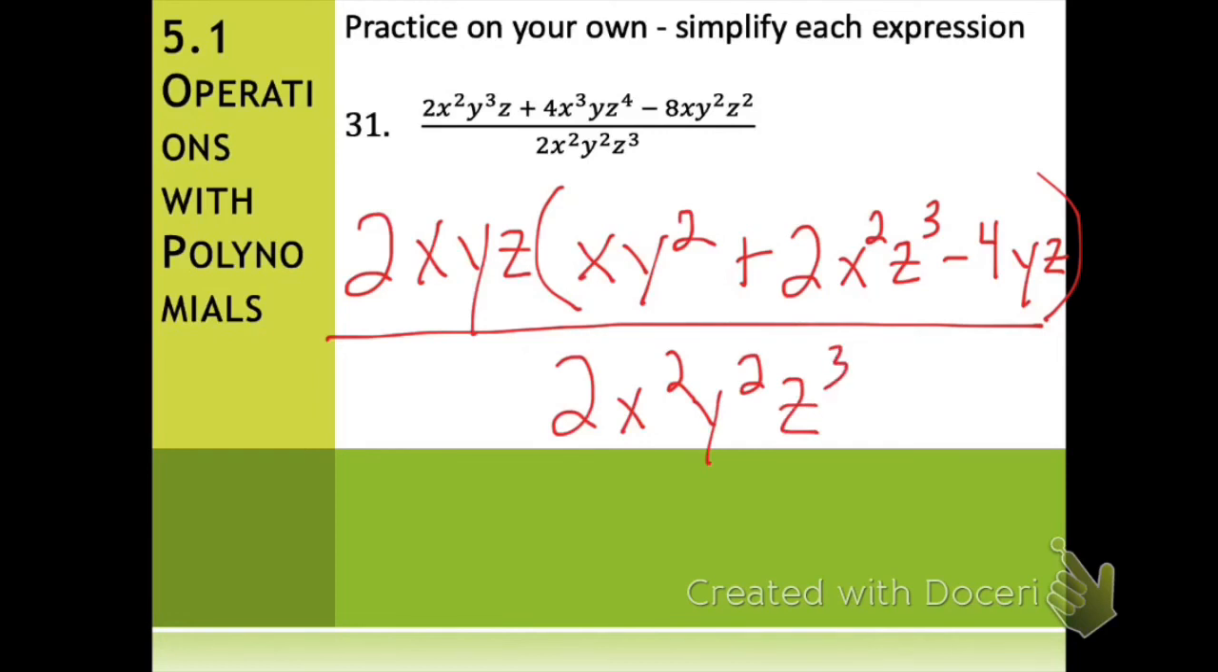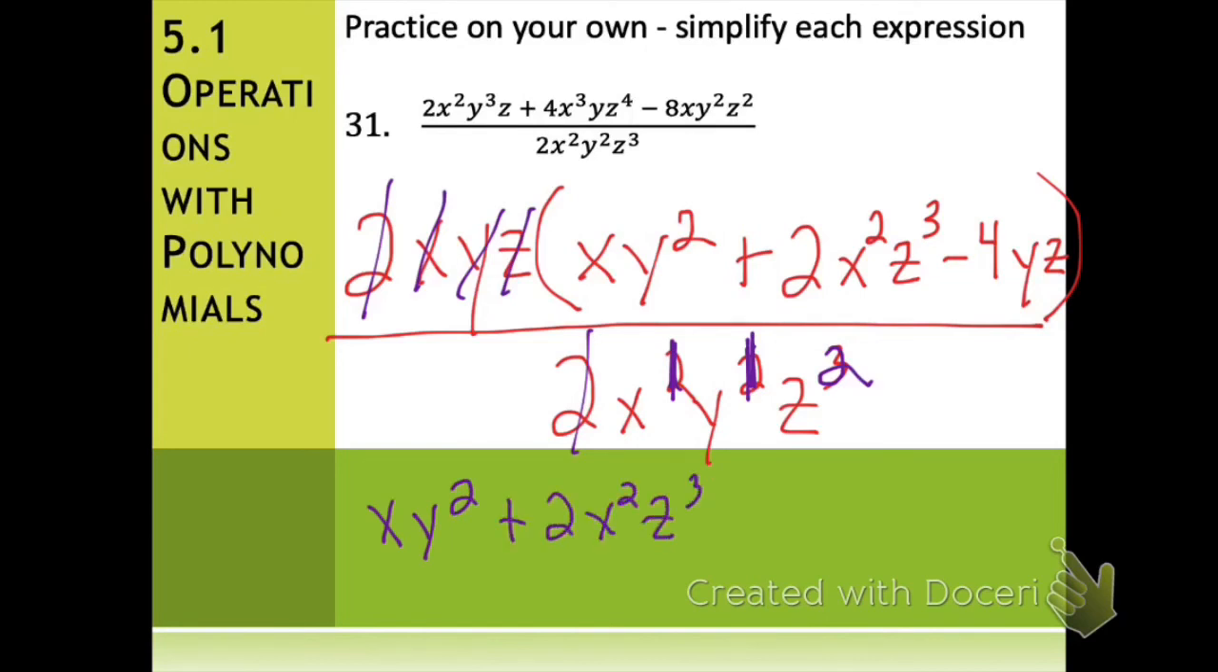So the 2's can just cancel out. This x is going to cancel one of these, so I'm still going to have one of those. This y is going to cancel one of these, so I'm still going to have one of those. And this z is going to cancel one of these, so I'm actually going to have two of those. So that worked out kind of nice. This whole thing canceled out. So what's left on top is just this factor, xy squared plus 2x squared z cubed minus 4yz, all divided by, left over on bottom, x, y, z squared. There we go.